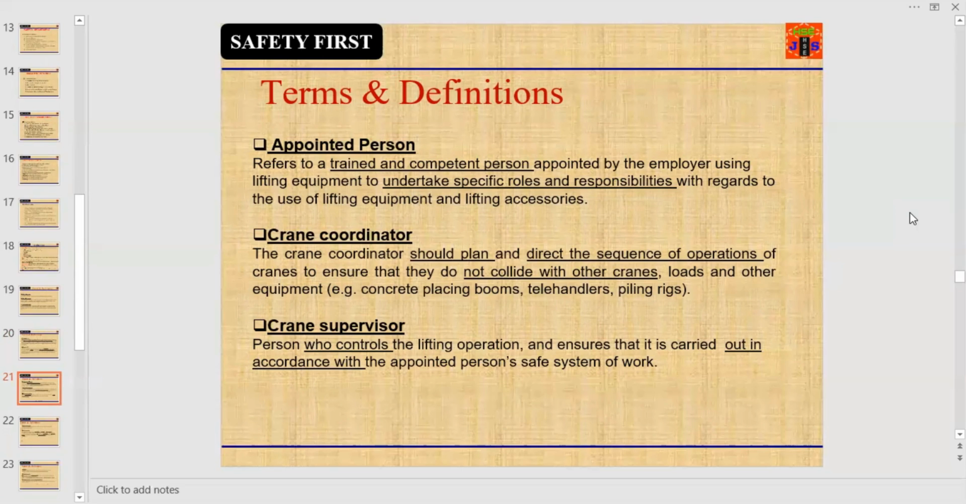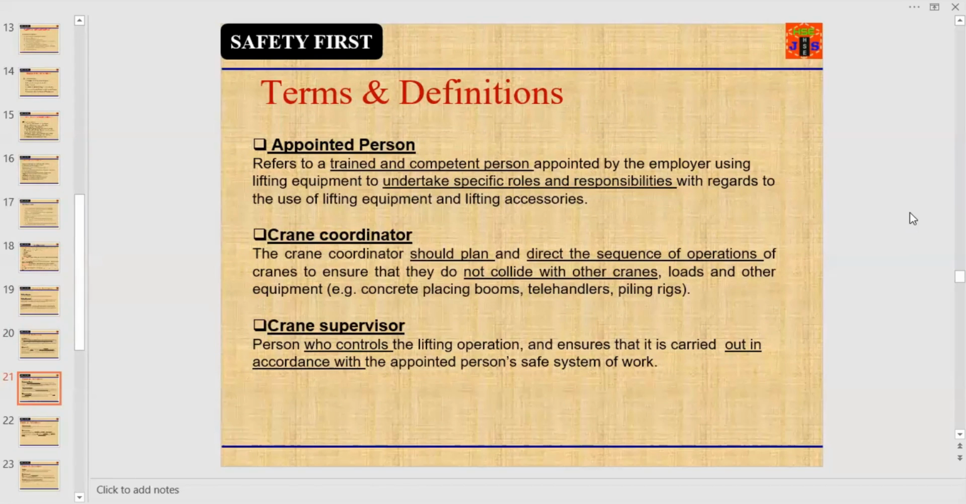What do you understand by lifting appointed person? Appointed person refers to a trained and competent person appointed by the employer using lifting equipment to undertake specific roles and responsibilities with regards to the use of lifting equipment and lifting accessories.